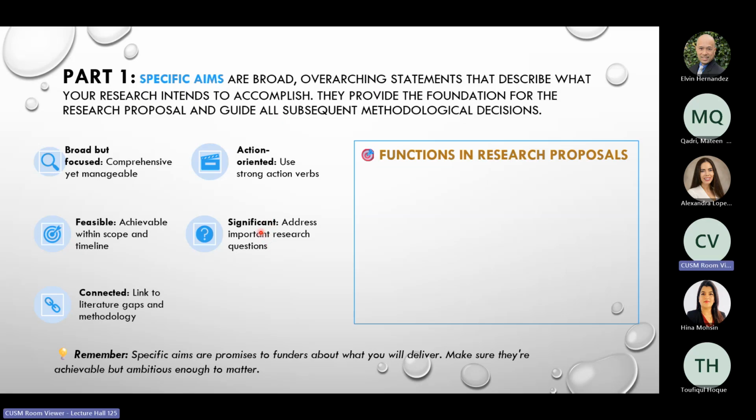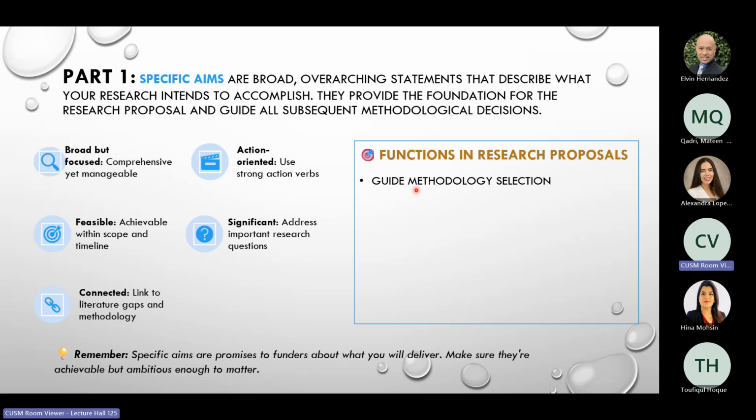The other element here is that they're significant. They address the important questions that need to be asked. They're not menial tasks. The specific aims focus on significant progression or significant activities that help you push your project forward. Now, in terms of these functions in research proposals, because you've written specific aims that are focused yet broadly covering your research project, they're feasible, they're measurable, they're connected to the gaps in the literature that you've been examining, they're action-based, they're asking you to perform activities, and they're asking you to perform activities in a substantial way.